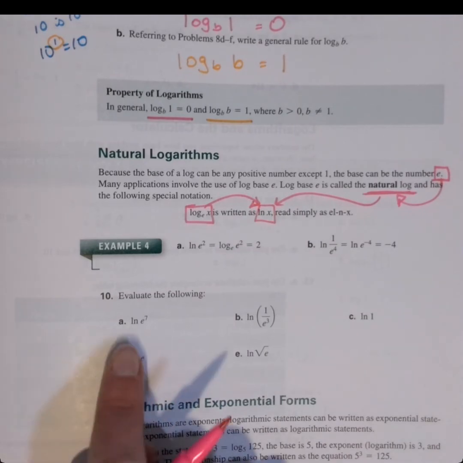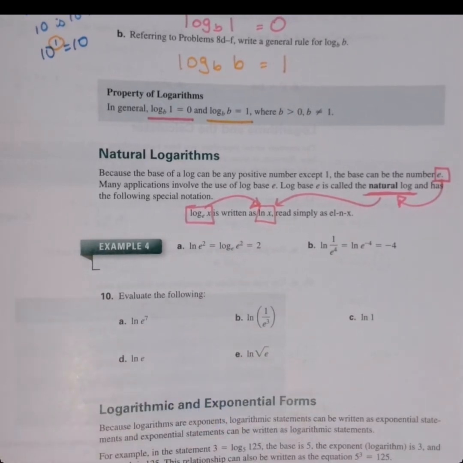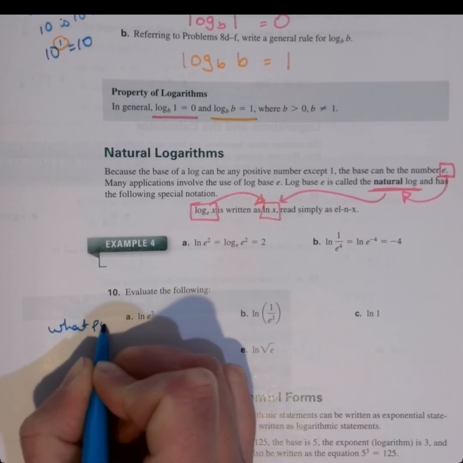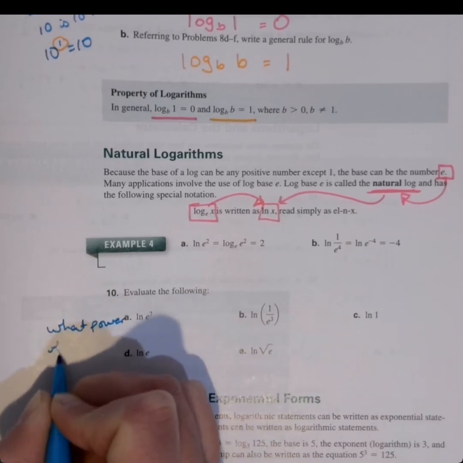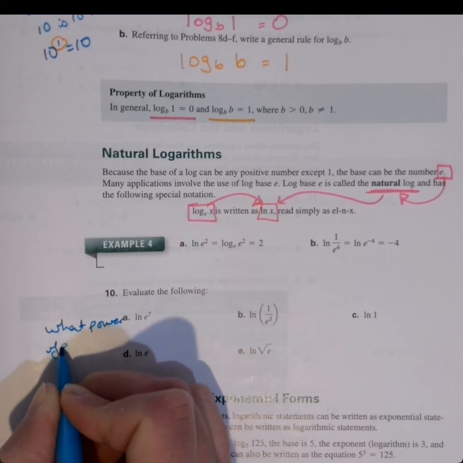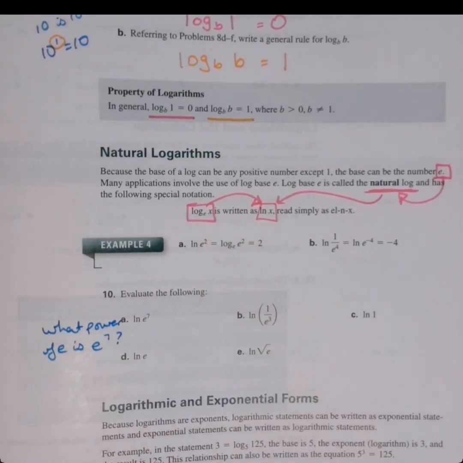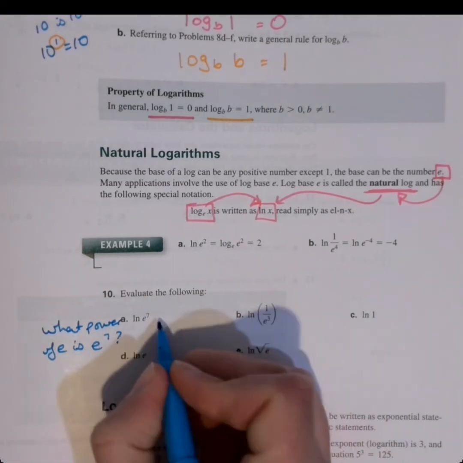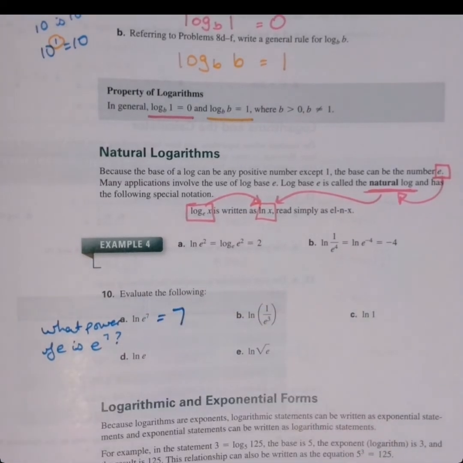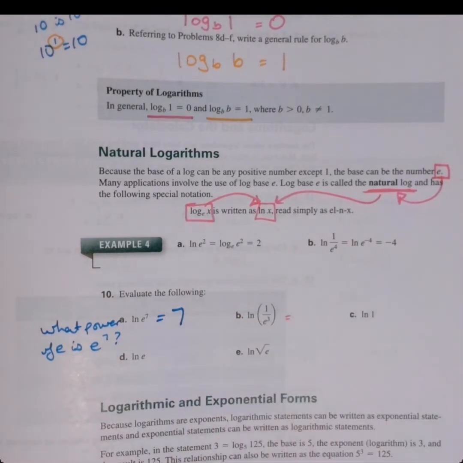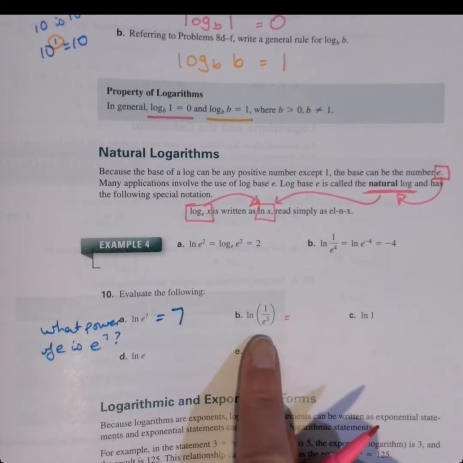If I am looking at question A down here, what is the natural log of e to the 7th? That asks me what power of my base, and the base of the natural log is e, gives e to the 7th. Well, e to the 7th is the 7th power of e. So my answer is 7. In the next one, natural log of 1 over e to the 3rd. They're asking me again, what power on e is 1 over e to the 3rd?